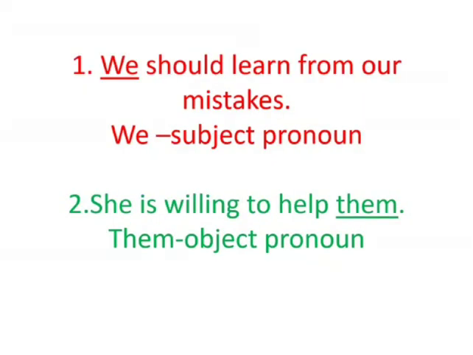This will be more clear to you if you look at these examples. First example, we should learn from our mistake. Here the word we has been underlined and the word we is a subject pronoun. Now the second sentence, she is willing to help them. Here the word them, or the pronoun them, is an object pronoun as it has been used at the place of an object in the sentence.